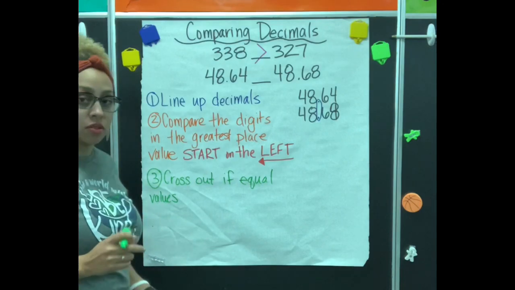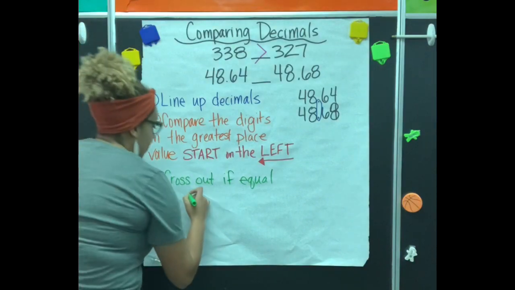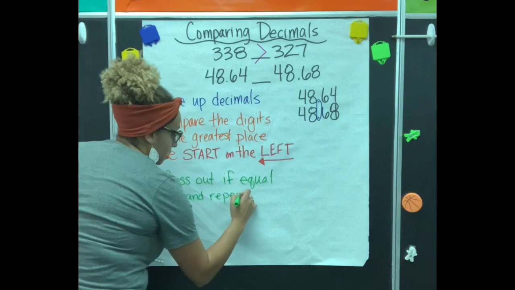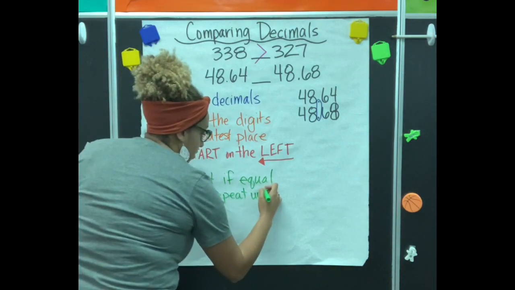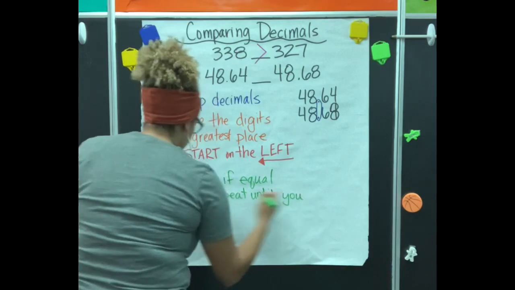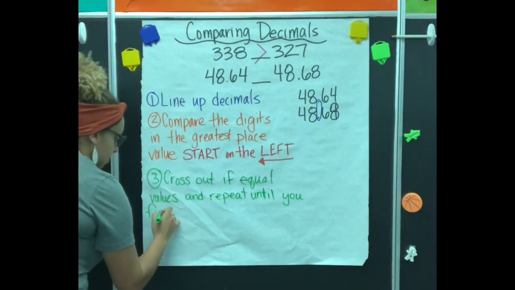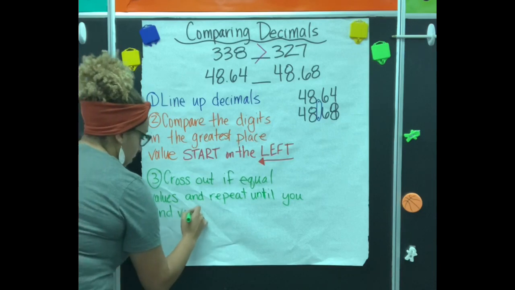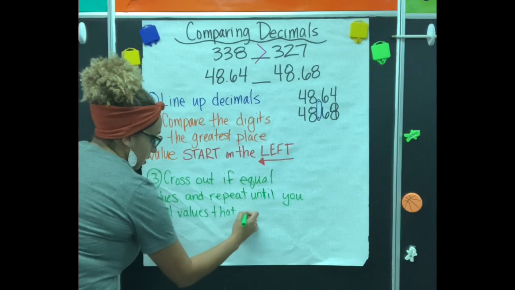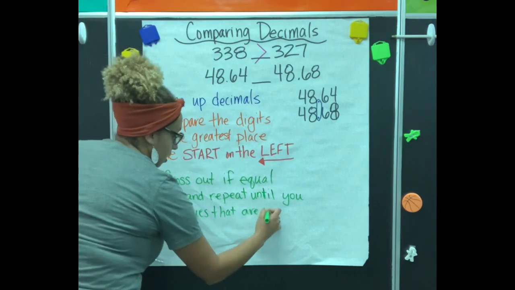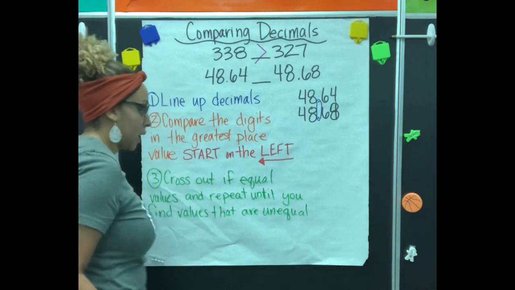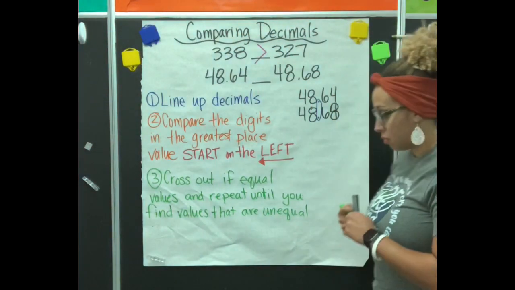So if they're equal values, we're going to cross out, and then we are going to repeat until you find values that are unequal to each other. Okay? So I want you guys to pause the video and repeat this.